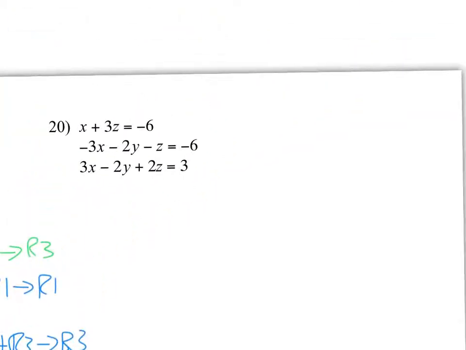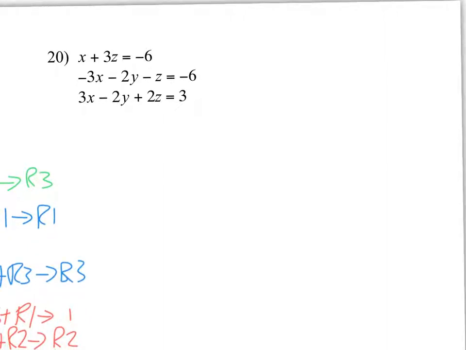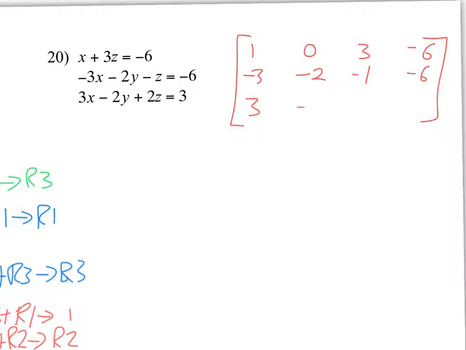And finally, problem 20. We're going to start off with our augmented matrix, which is 1, 0, 3, -6, -3, -2, -1, -6, 3, -2, 2, and 3. Again, I've already got that 1 going on in the top left corner, so we might say 3 row 1 plus row 2 to replace row 2, and -3 row 1 plus row 3 to replace row 3.